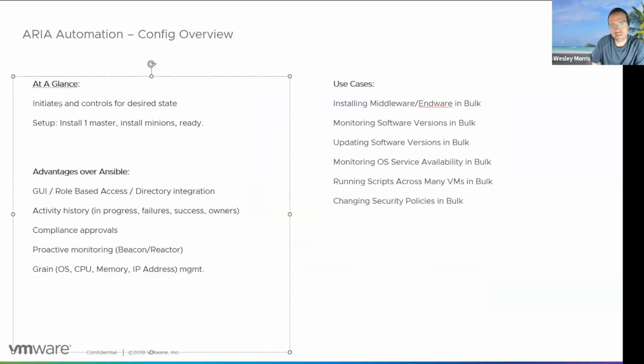What Aria Config does is it initiates and controls for desired state. So you might want to establish an initial state with a certain number of vCPUs allocated, a certain amount of RAM allocated, certain parts of software allocated, the ability to harden your environment and make sure that certain parts are not exposed to the internet, certain pieces of the hardware are shut down. You want to make sure that certain hardening is in place. That's a desired state.